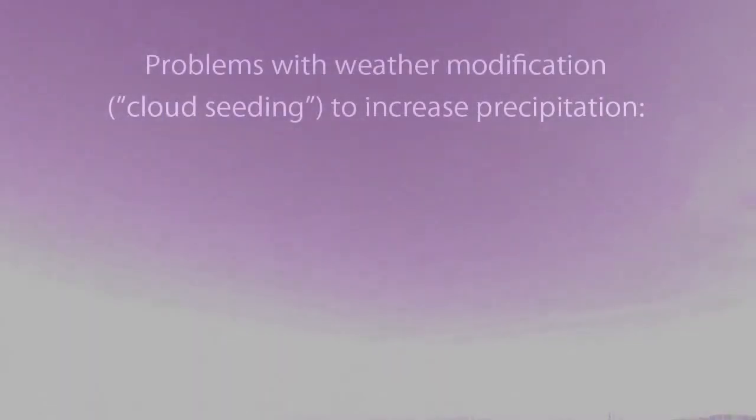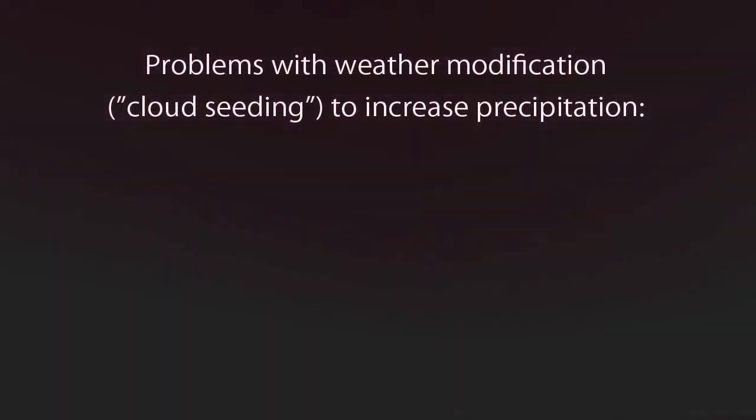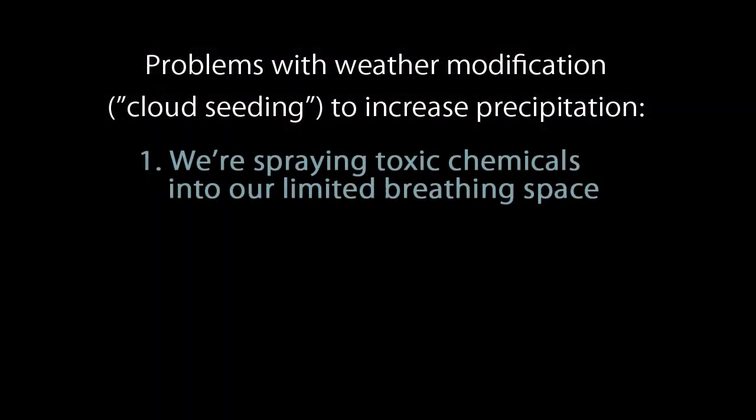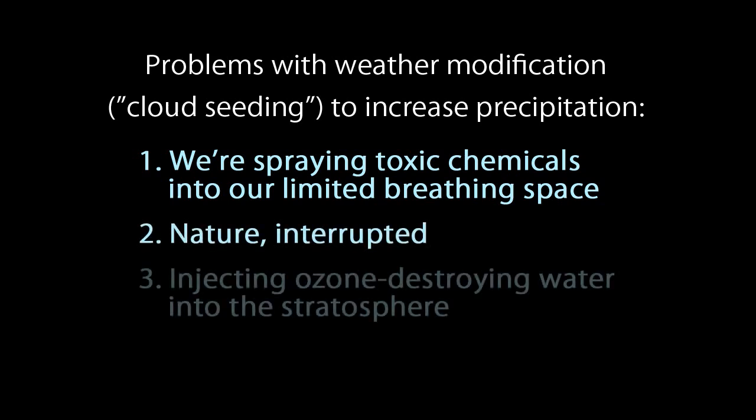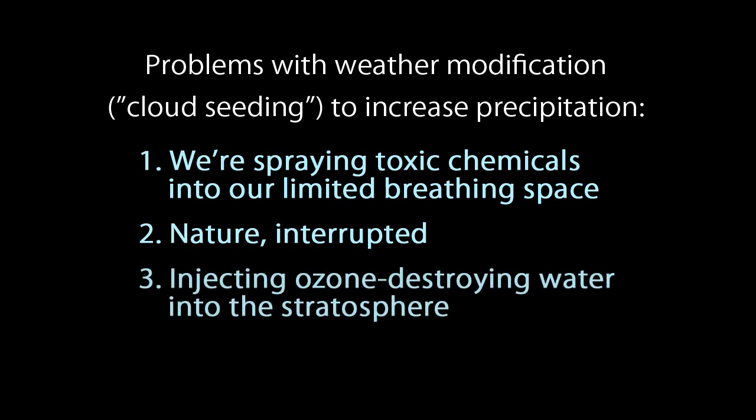Let's recap what we've just seen. First and foremost, we're poisoning ourselves relentlessly through massive amounts of toxic silver iodide cloud seeding. We're worsening the long-term climate outlook by deliberately and continuously interfering with Earth's natural hydrological cycles. We're injecting water into the stratosphere, and water vapor is a greenhouse gas that traps more heat than CO2.